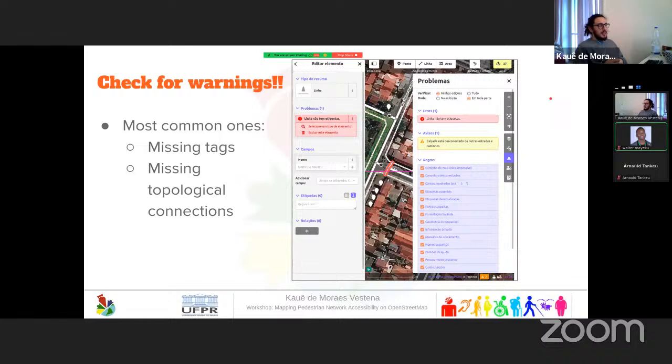So when you finish editing, always check for warnings. The most common issues that arise are the absence of tags and the absence of topological connections. So you may check that you didn't only draw a line and forget to put the tags, or forget to connect the lines properly with each other.